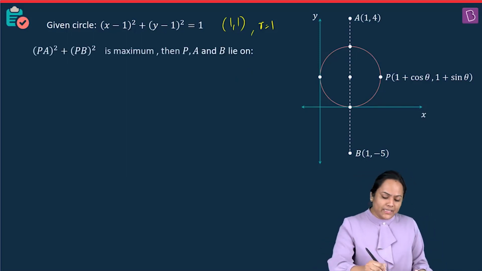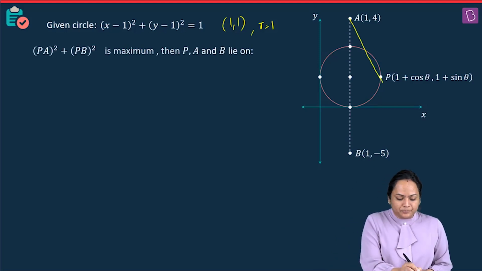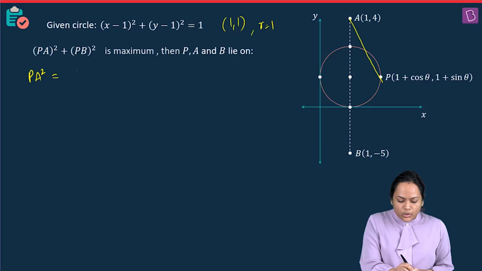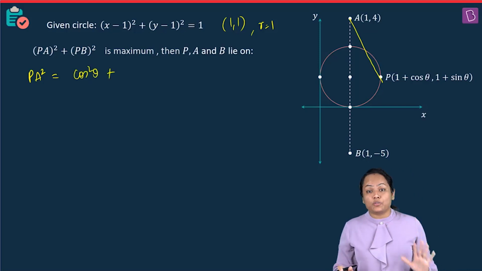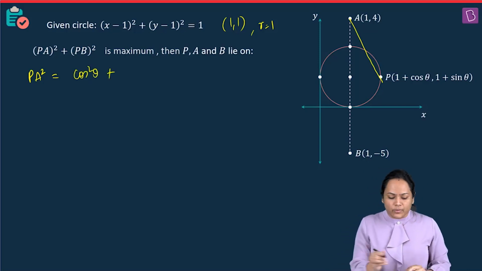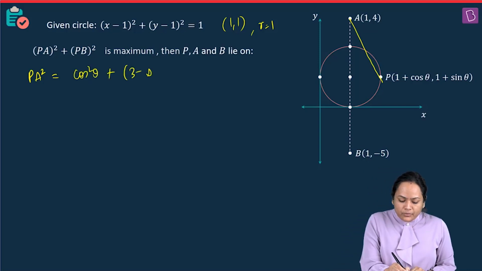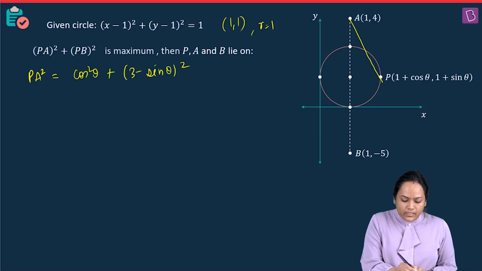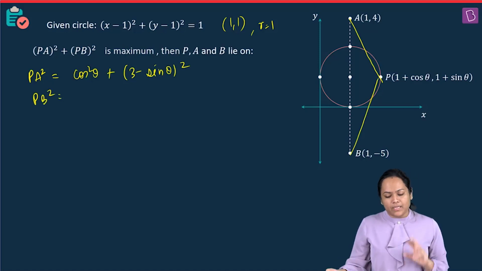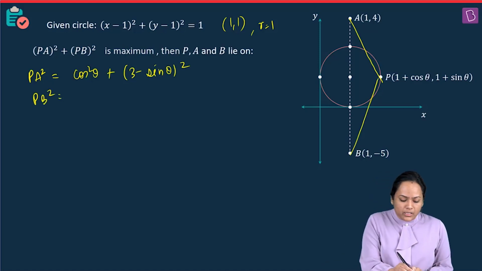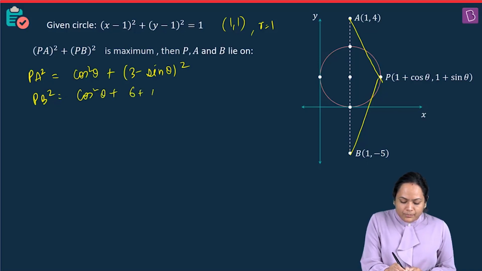So quickly finding the distance between P and A, I can say that my PA square is going to become cos square theta. I'm just applying the distance formula, x1 minus x2 whole square plus y1 minus y2 whole square, is going to become 3 minus sin theta whole square. And similarly, my PB square, distance between point P and B, again by the same formula, is going to become cos square theta plus 6 plus sin theta whole square.